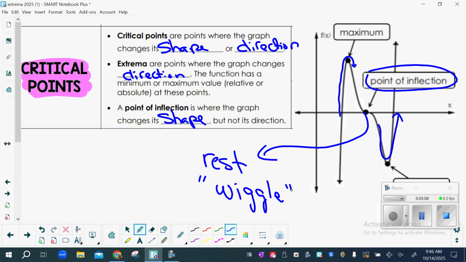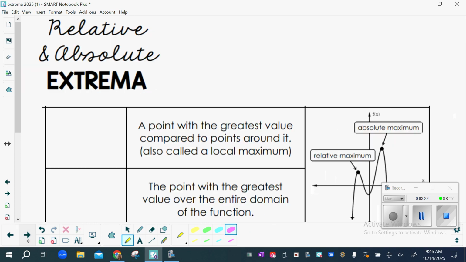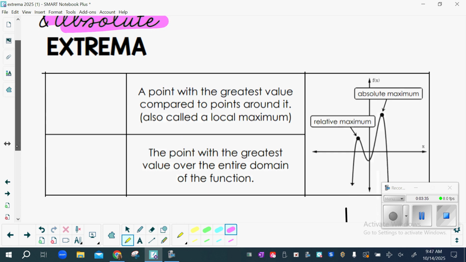So we have extrema and we have points of inflection. We're going to talk about extrema a little bit more though. Come on, really, let me get through. Thank you. So here we go. Extrema have 2 types. There are maximum and minimum, and there are relative and absolute. So we're going to talk first about maximums.